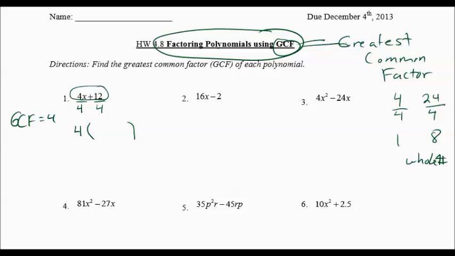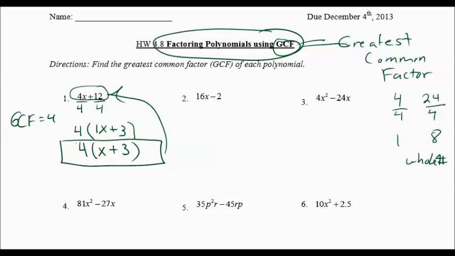Now we're going to find the other factor that we multiplied by in order to get this expression. To do that, let's divide 4 by 4. That's 1, and so I'm left with just x. Then 12 divided by 4, with a plus sign between them, is 3. So what I get is 4 times the quantity x plus 3. Those are the factors that I multiply in order to get this. If we redistribute by multiplying the 4 back out, we would get 4x plus 12, the expression that we started with.